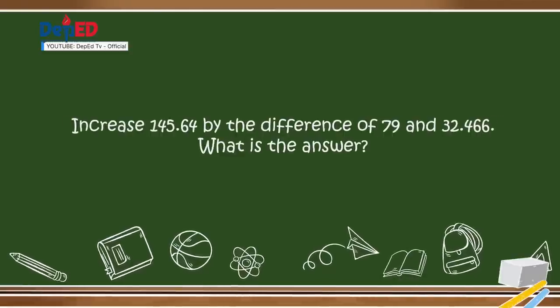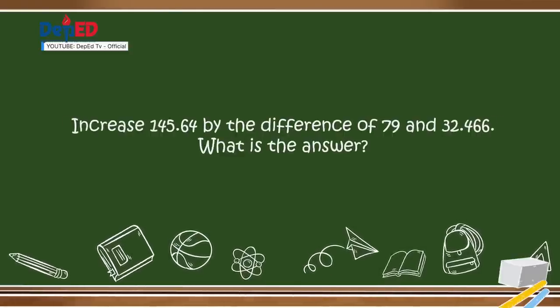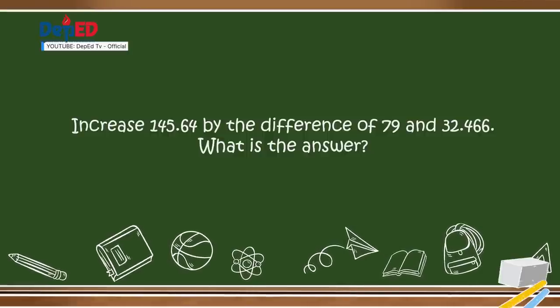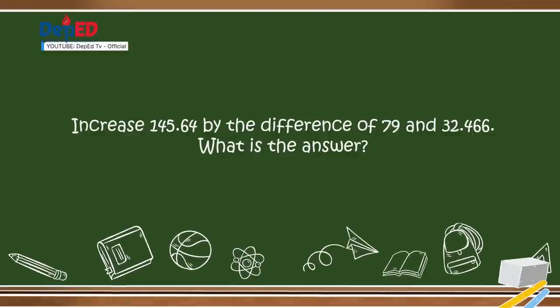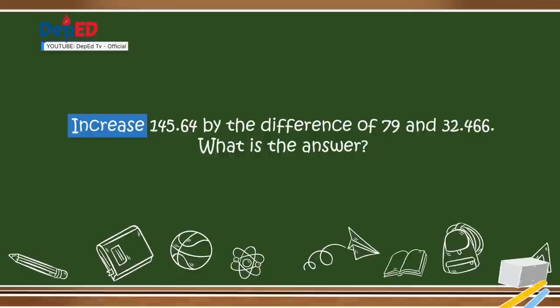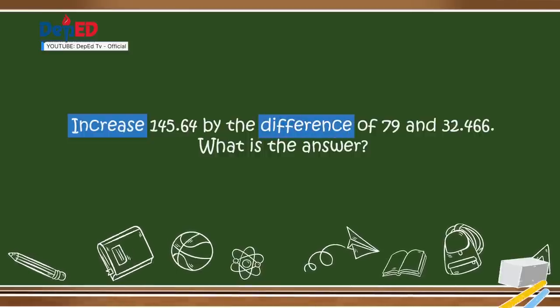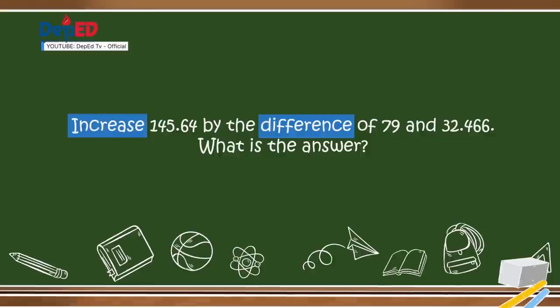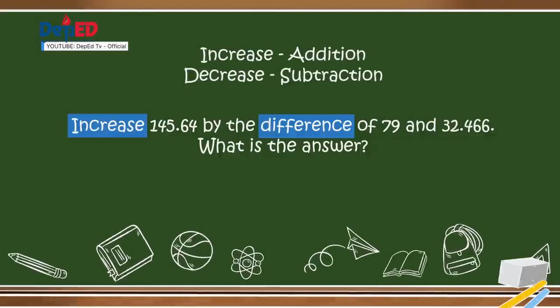Increase 145 and 6,400 ten thousandths by the difference of 79 and 32 and 466 thousandths. What's the answer? We have two operations to get the answer from the keywords increase and difference. What are the two operations? Exactly! Addition and subtraction.